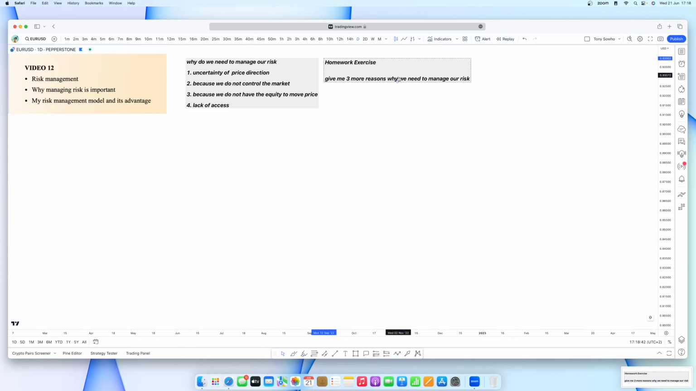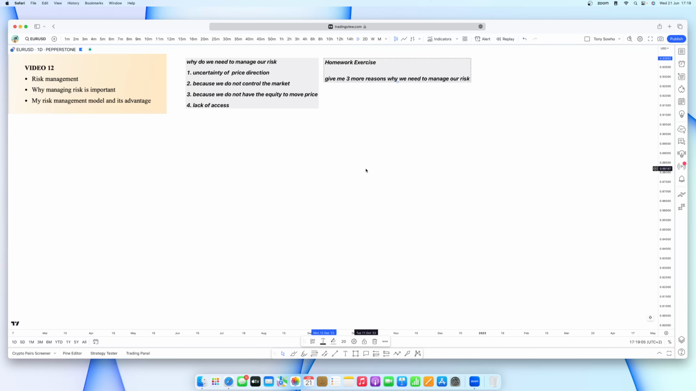So let's see, maybe at the end of the call, there might be another homework exercise, right? So yes, I've explained number one, and number two, I've also explained that, and there's a homework exercise for you. Now, the third one, this is where we're going to be spending quite a number of time. My risk management model and its advantage.